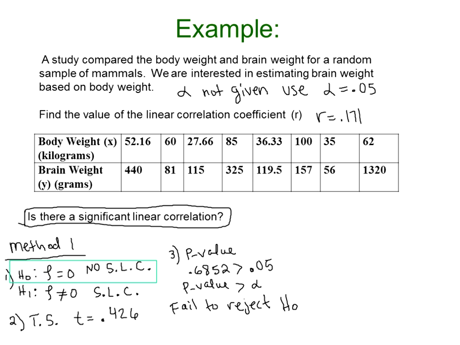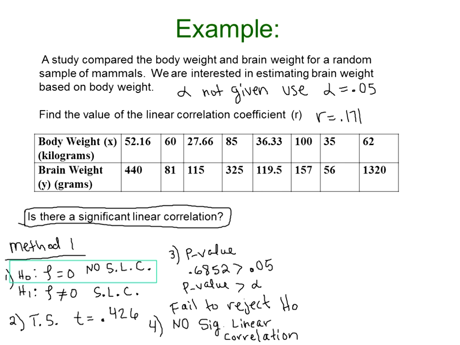So if I'm still assuming the null hypothesis is true, it says that there's no significant linear correlation. And that's the fourth thing that you have to write in your process. So if we fail to reject the null hypothesis, there is no significant linear correlation between the two variables.